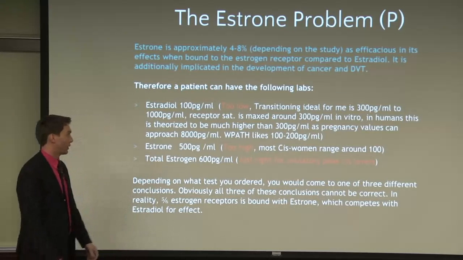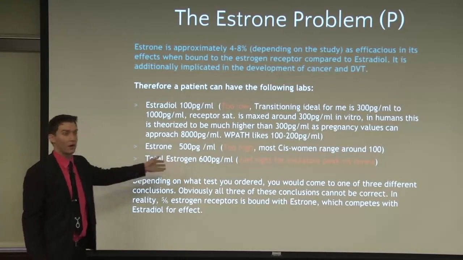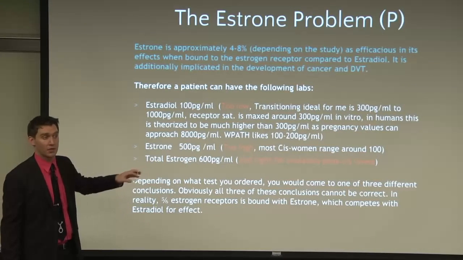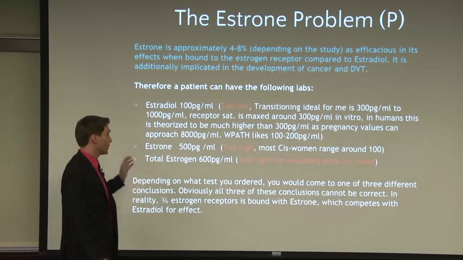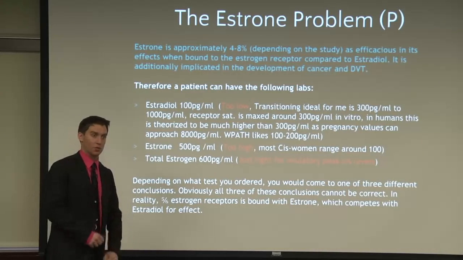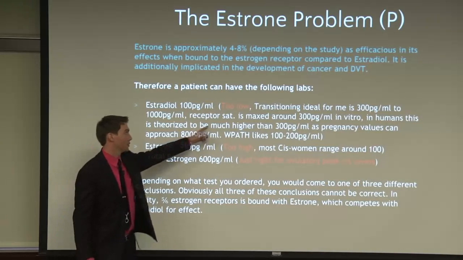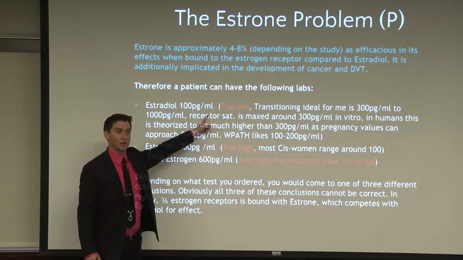I get your estrone back, and while your estradiol is 100, this is 500. Most cis women are really around 100, never over 200 ever. Their physiologic range never goes that high. So, what's up with that? Oh, I better lower your estrogen. Yeah, your dose is not enough. Here, you don't have enough estrogen. I need to increase it to get you closer to 200.